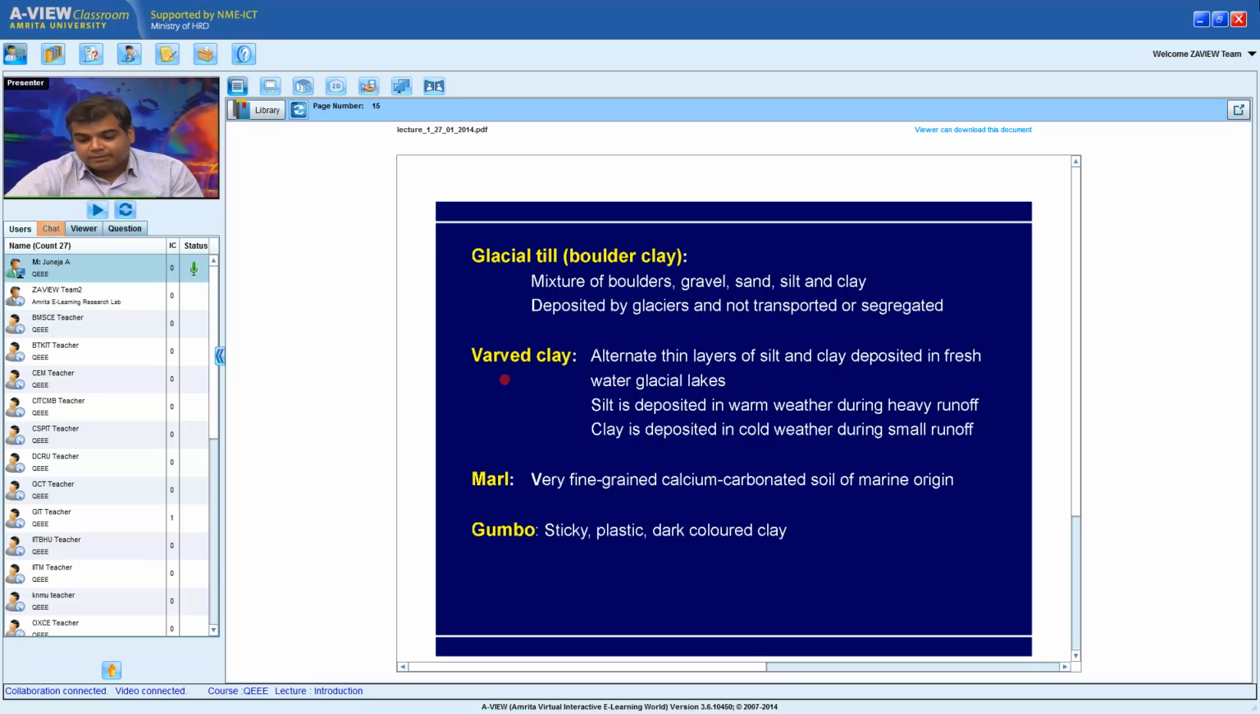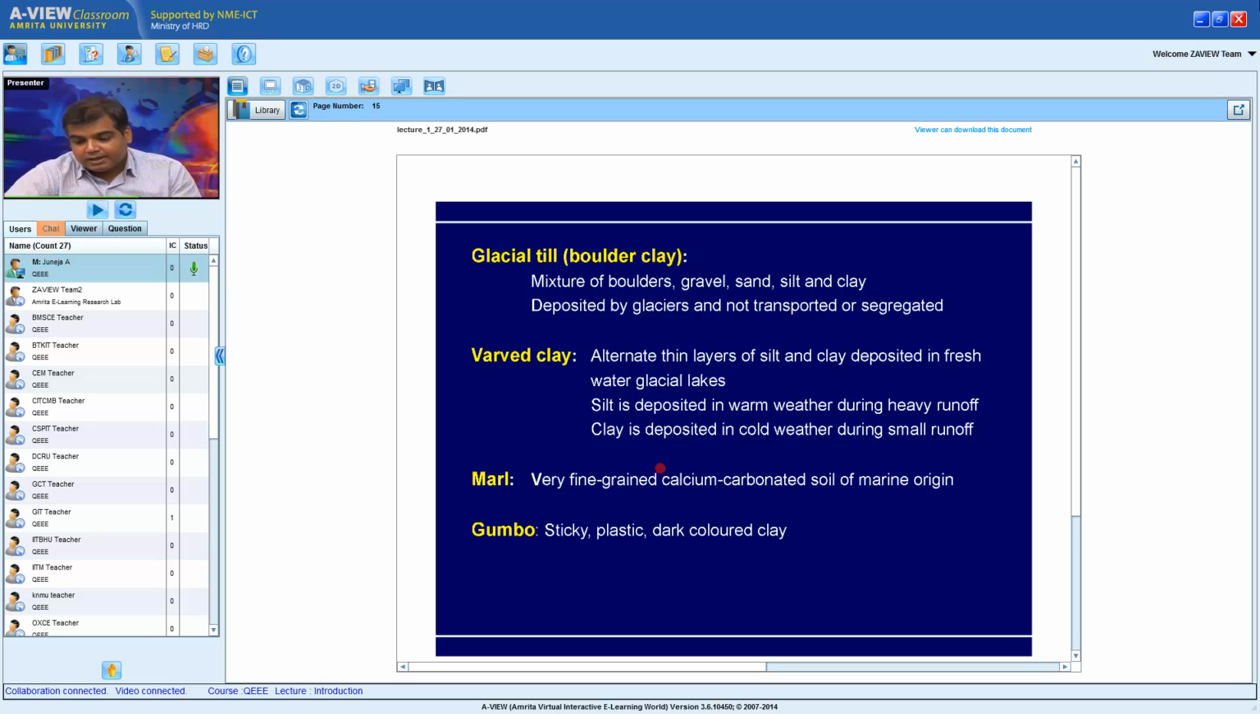Okay, let us come back to the next one. Varved clay is alternate layers of fine grain deposit and coarse grain deposit. So in cold weather, during small runoff, when there are no rains or the rains are less, you have fine deposits coming up, and silts and fine sands to some extent coming up when there is heavy runoff or the rainfall is large.